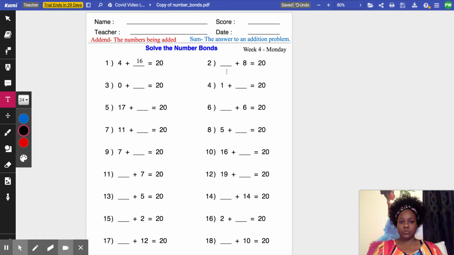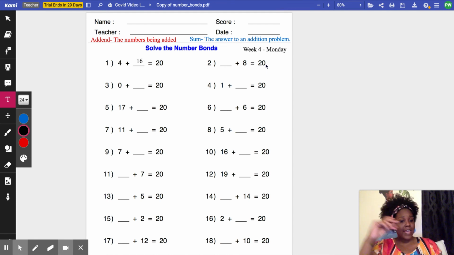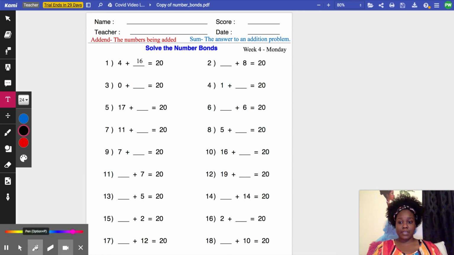On number 2, something plus 8 equals 20. Here's the way that I like to solve these problems. I love to make 10. My students always know if you can make a 10, Ms. Walker is going to shout you out and say, oh, yes, you got it going on. You made a 10. Shout you out real quick for making a 10.